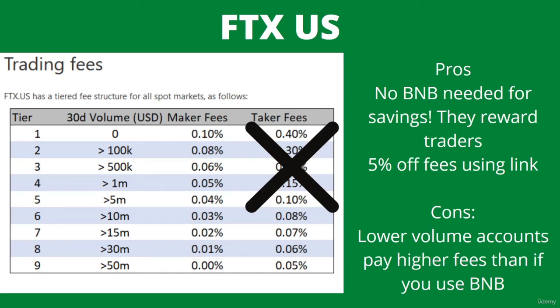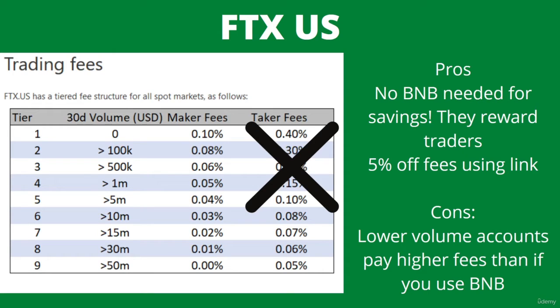To wrap up the US exchanges, comparing the two head to head, I would probably still give the edge to Binance US. If you're paying with BNB, you get the 25%. That's usually decent enough, and people aren't too bothered by having to buy a little bit of BNB to use for their exchange fees.